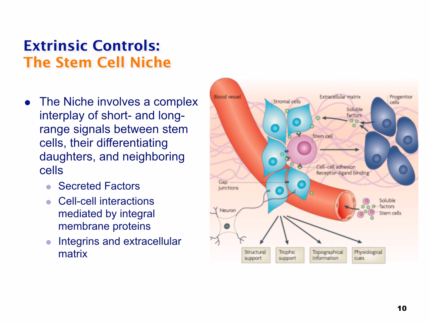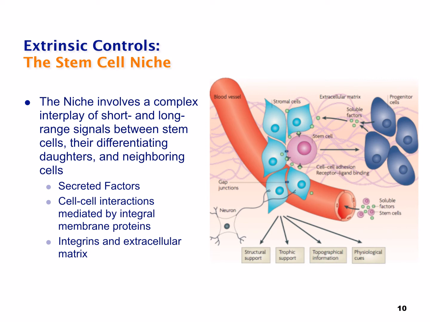Within the adult human body, stem cell niches maintain adult stem cells in a quiescent state, but after tissue injuries, the surrounding microenvironment actively signals the stem cells to either promote self-renewal or differentiation to form new tissues. The niche is a complex interplay of short and long-range signals between stem cells and surrounding cells, their differentiating daughters, and neighboring cells. It is composed of secreted factors that could be endocrine, paracrine, or cell ligands.